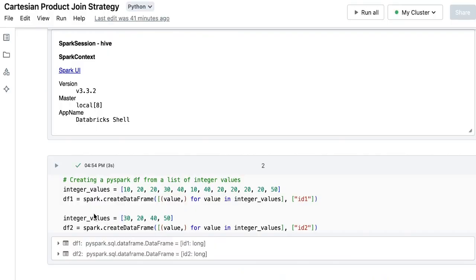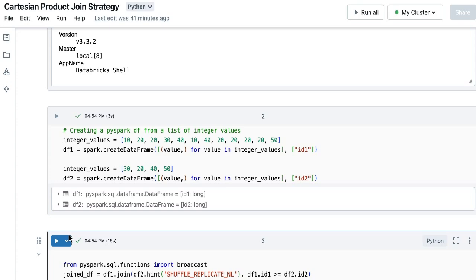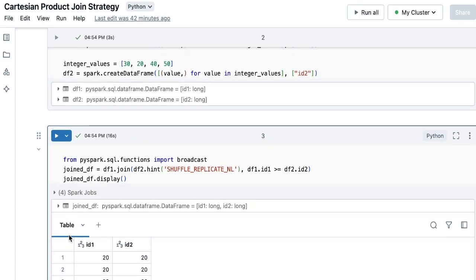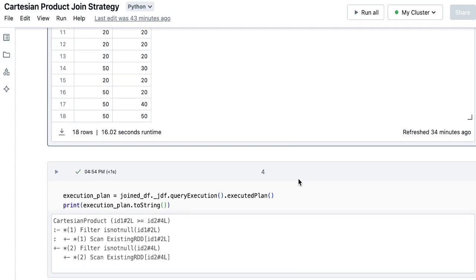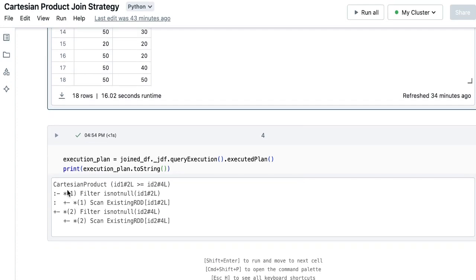We are using the same data frame that we used in our previous exercises. We have data frame 1 and data frame 2, and we are joining using Cartesian product join strategy. In order to use Cartesian product join strategy, I am using the hint as shuffle replicate NL, and I am using a non-EQ join which is greater than or equal to in order to join both the data frames. Here is the result. And if you see the execution plan, we see clearly that the Cartesian product join strategy is being used.